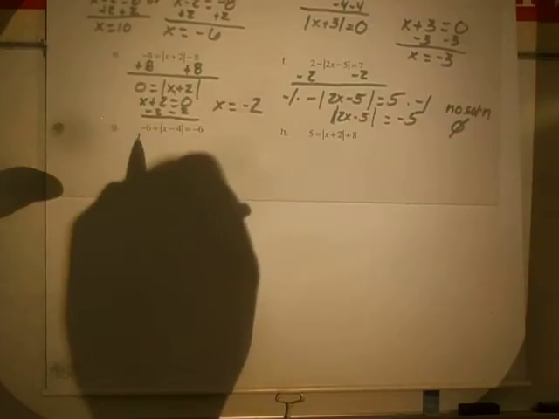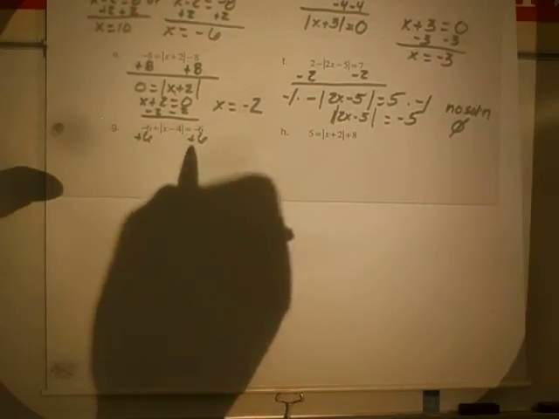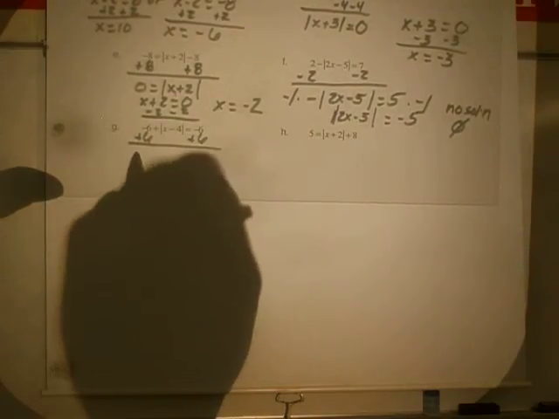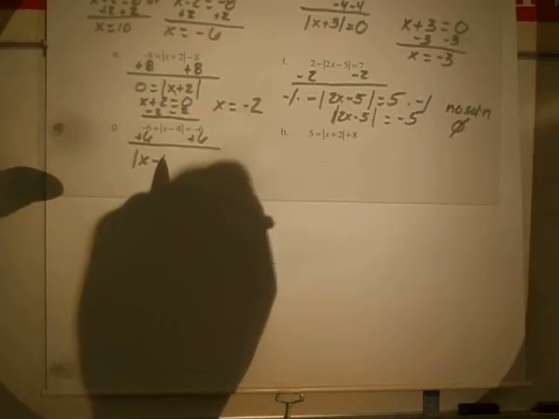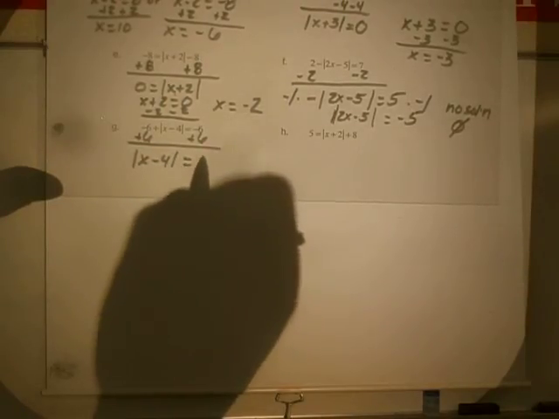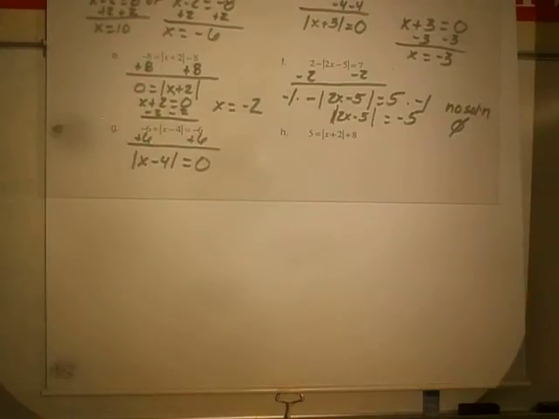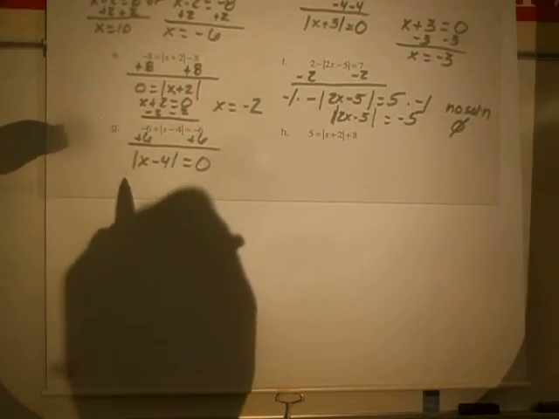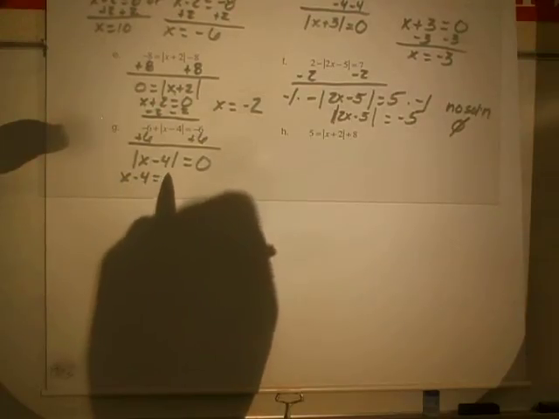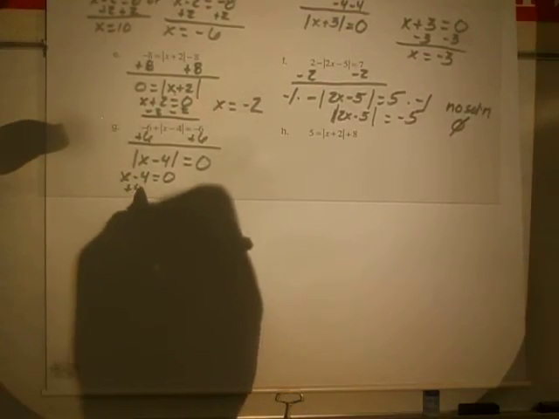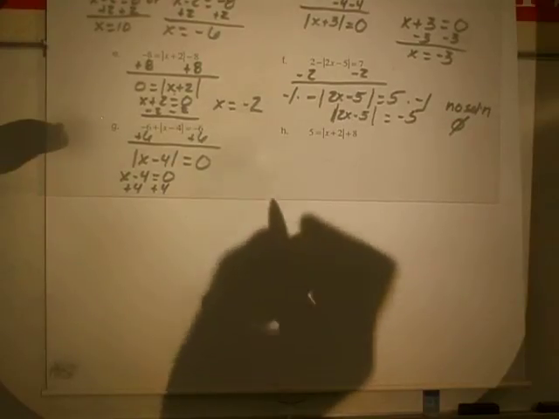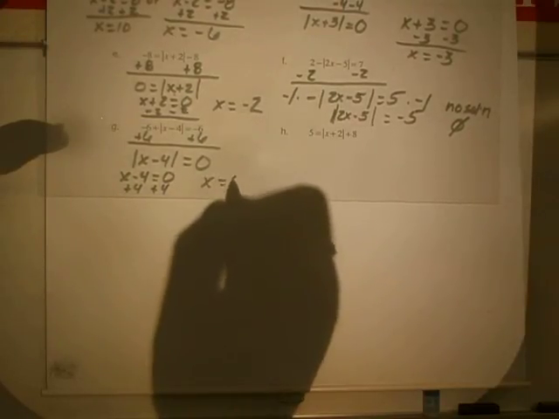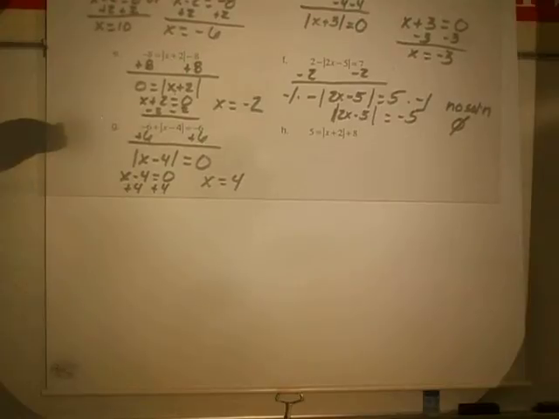Letter G, we are going to start by adding 6 to both sides, and we end up with the absolute value of x minus 4 equals 0. There's only one number that has an absolute value of 0, which is 0. So we have x minus 4 equals 0, and if we add 4 to both sides, you are left with x equals 4.